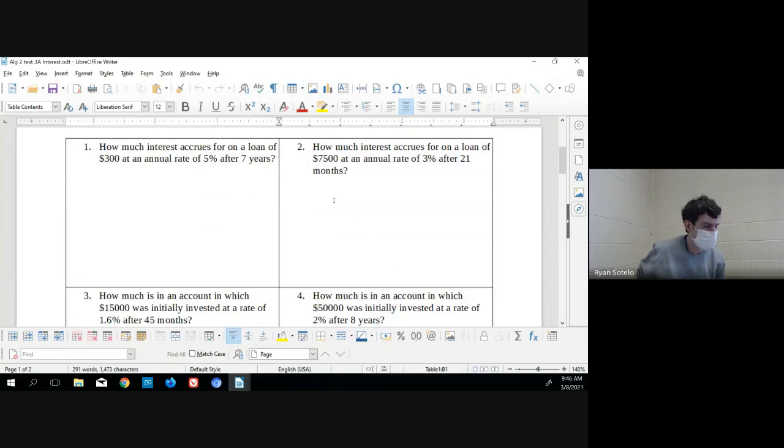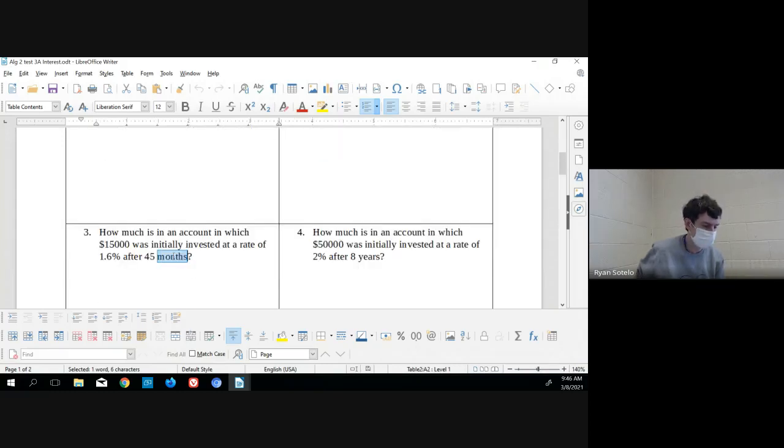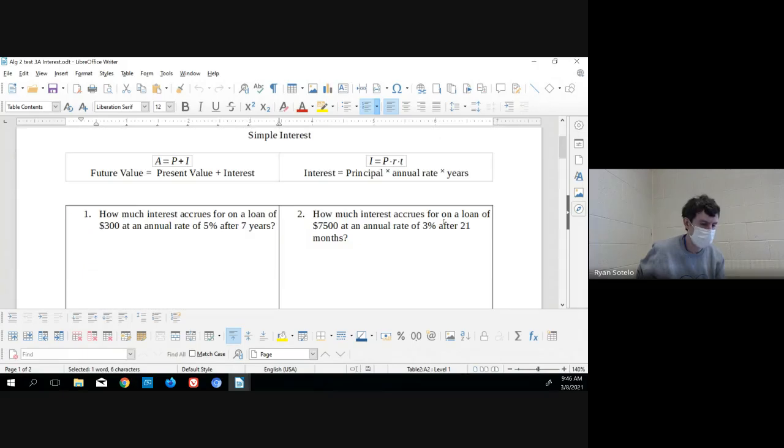So 2 and 3 are a little different because they give you months. You're going to have to take them as over 12. So 45 over 12 would tell you how many years that is, and 21 over 12 would tell you how many years that is. That's the only difference between those two and number 1.